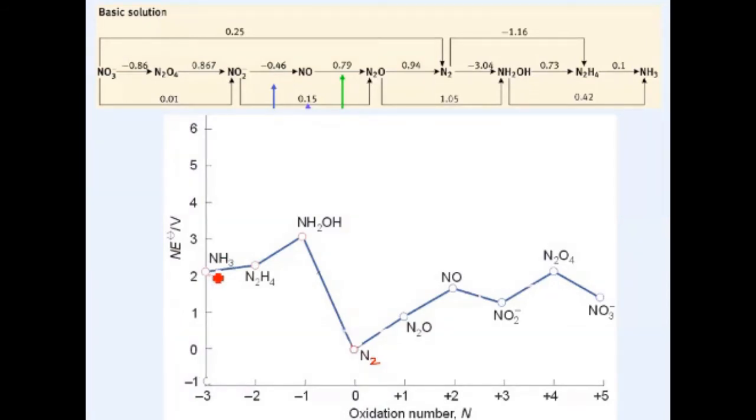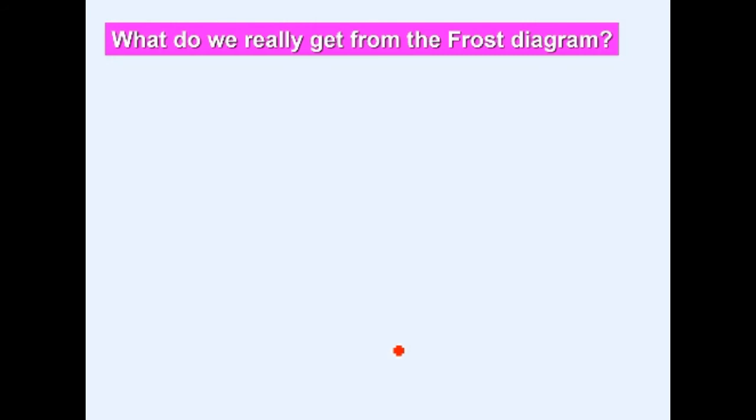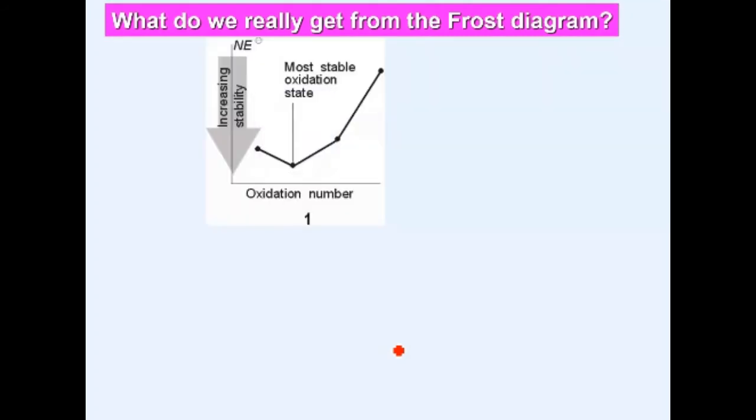If something is lying above in the curve, it is less stable. If something is lying down in the curve, it is more stable. Let us discuss that in detail. What we really get from the Frost diagram is the most stable oxidation state, because nE corresponds to the delta G value. From the delta G value, we see the most stable species, because if you go up, the E value is more positive.